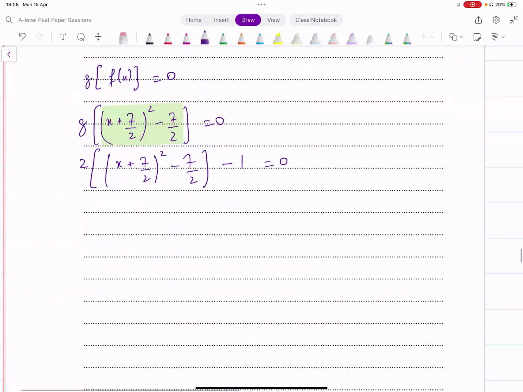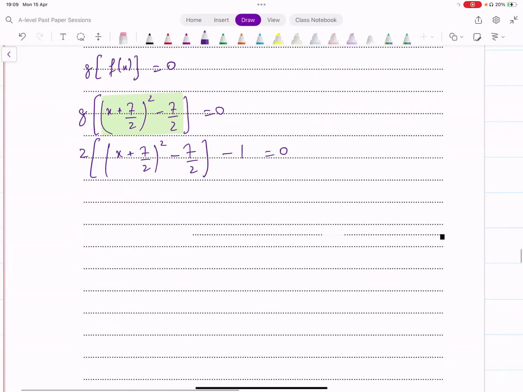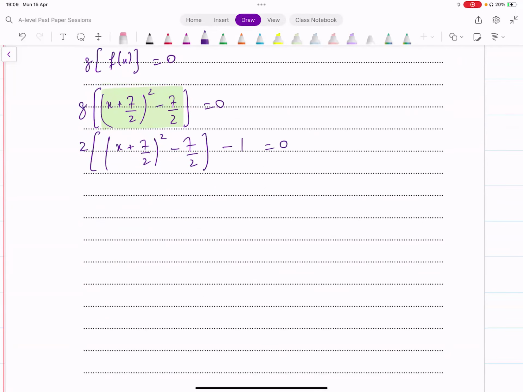Now, one possibility could be to expand this square and then solve it like a normal quadratic equation using the quadratic formula or factorization. In this case, I think factorization is not going to be possible. Using the quadratic formula, you'll have to do that. One or the other possibility, the quicker way of doing this would be to leave it like this and just simplify. In fact, you might not even need to do that. Yeah, you can just leave it like this.